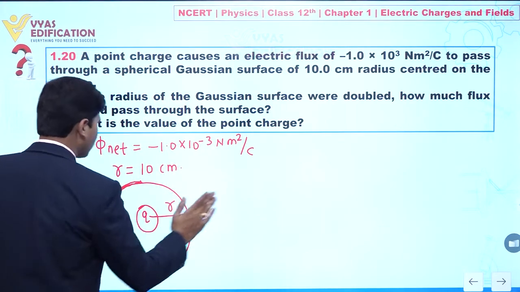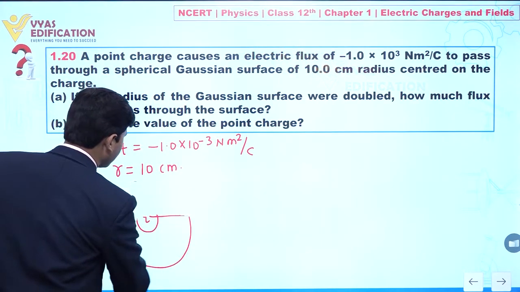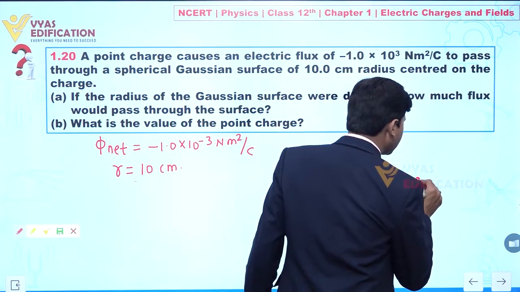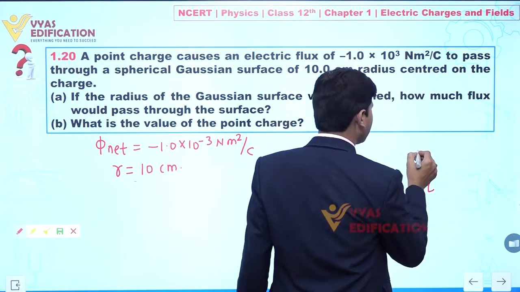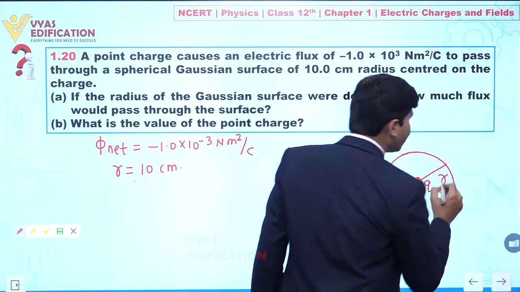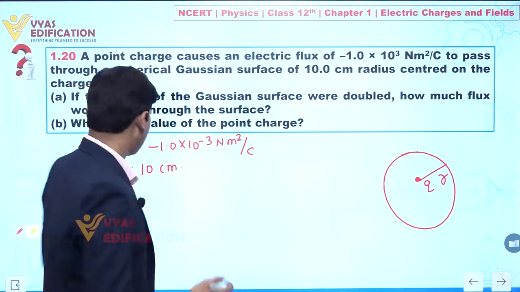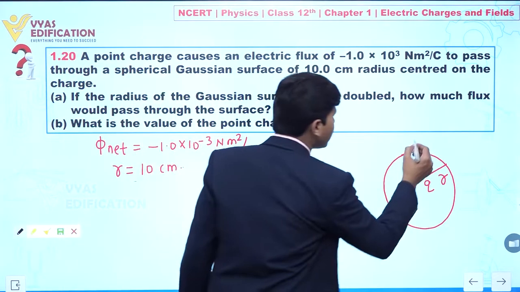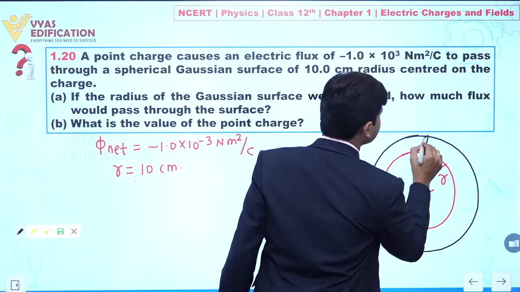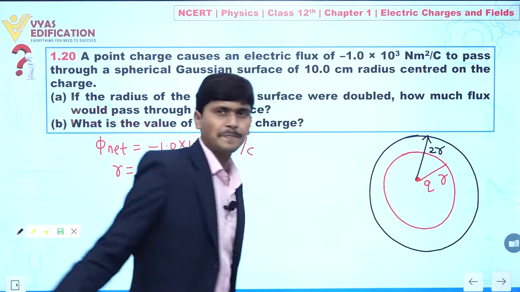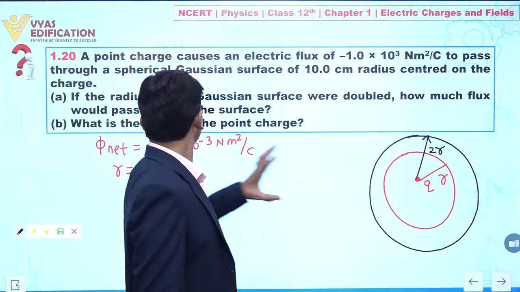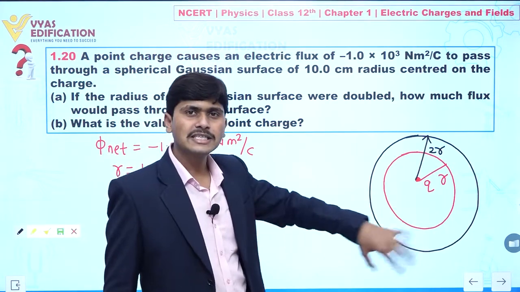Listen carefully, I am again drawing this diagram. Let's suppose this is a point charge q. Initially we are having a Gaussian surface like this, having radius r. Now let's suppose the radius is doubled, so it becomes like this, and let's suppose this is twice r. Our objective in this question is to find how much flux would pass through the surface when its radius is doubled. Clear?